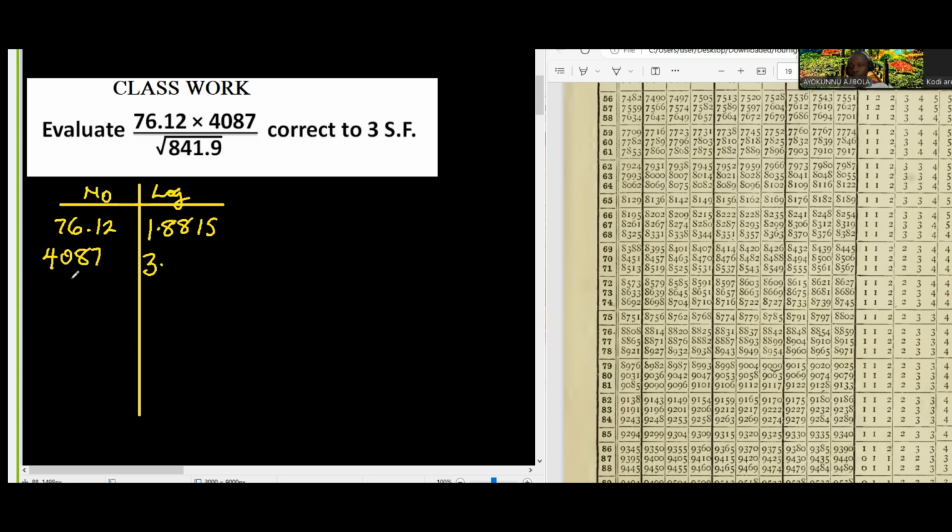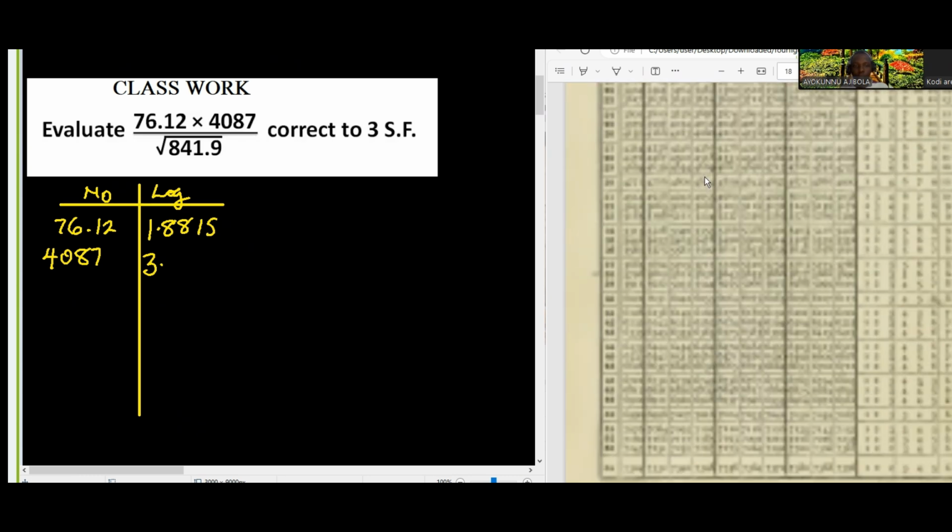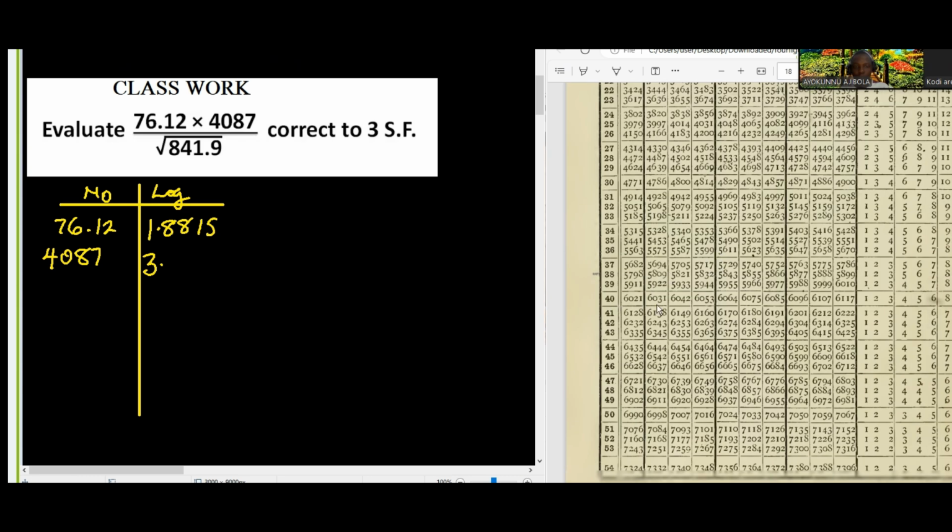So we check logarithm 40 under 8, difference 7. 40 under 8 is 6107. So difference 7 is 8. So 8 plus 7 is what? 8 plus 7 is 15, right? Yes, sir. So instead of 6107, we write 6115.